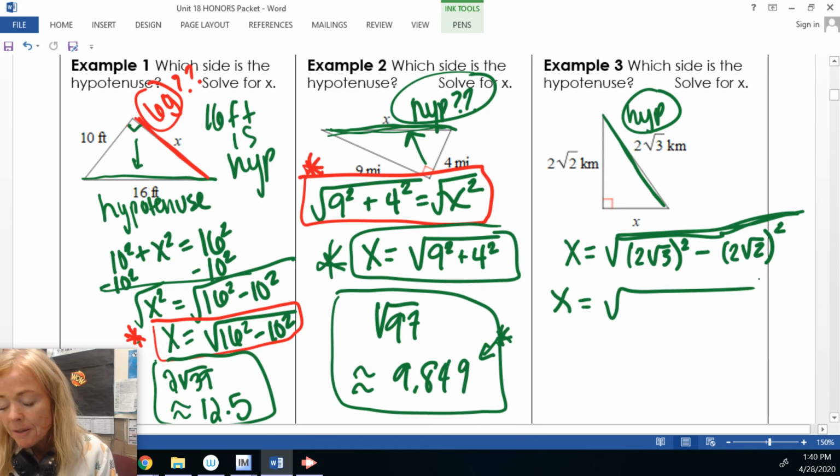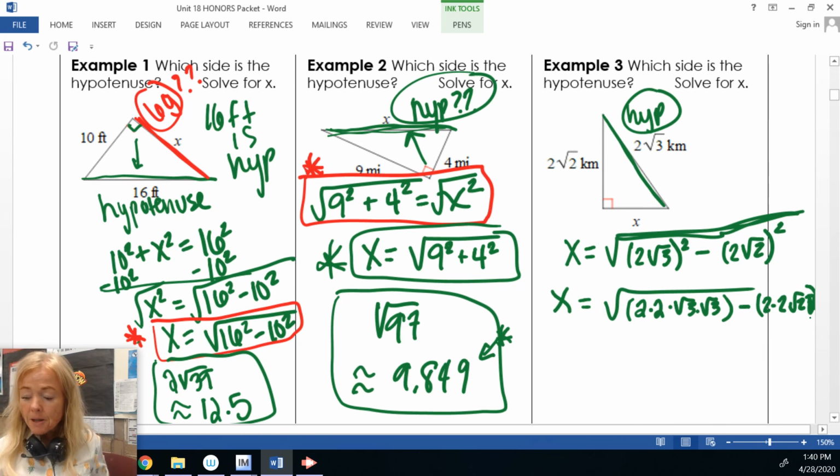So we have the square root of 2 radical 3 squared, which means 2 times itself times radical 3 times itself, minus 2 times itself times radical 2 times itself. Okay, that's what squaring means. Square means I have to multiply anything by itself.